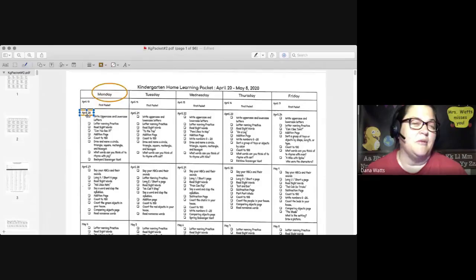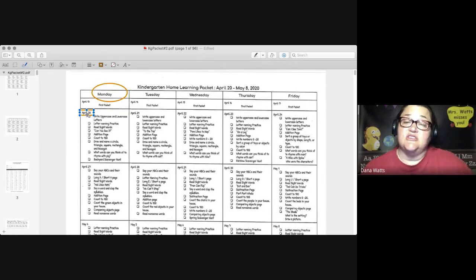Now, every day for the rest of this calendar, you have activities that are on paper and activities that are more like daily activities. Some of them are on paper. Some of them are just talk about, like say your ABCs, count to 100, find some 2D shapes in your house, different things like that. There are anywhere from 8 to 11 activities on each day. It's a lot. It's a little more than most of your teachers would probably want on there.